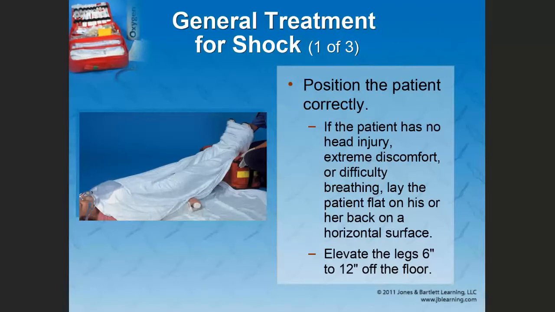All right, now general treatment for shock. Position the patient correctly. If the patient has no head injury, extreme discomfort or difficulty breathing, lay the patient flat on his or her back on a horizontal surface, and you may elevate the extremities, and you cover them and keep them warm. If oxygen is available, administer it. Now remember, if we're going to elevate the lower extremities, the patient shouldn't have any indication of a head injury or breathing problems or abdominal issues.